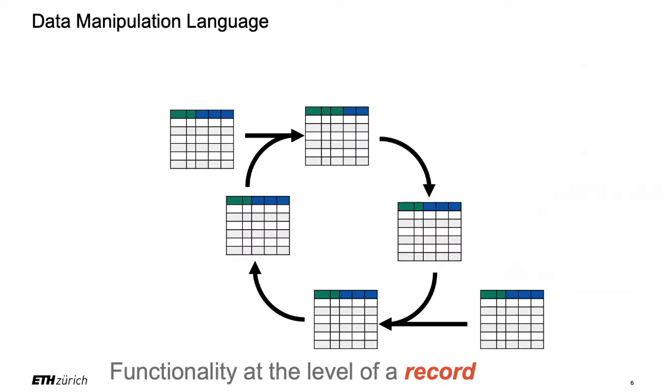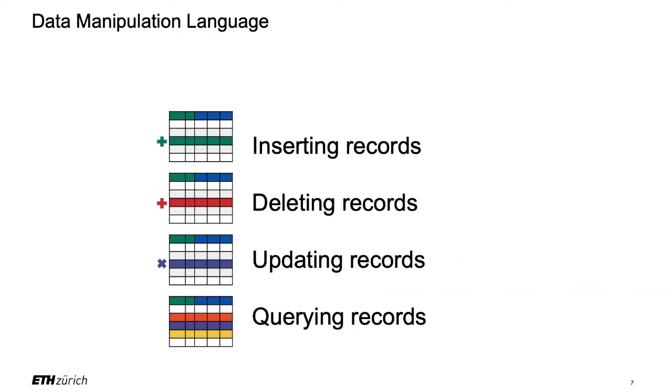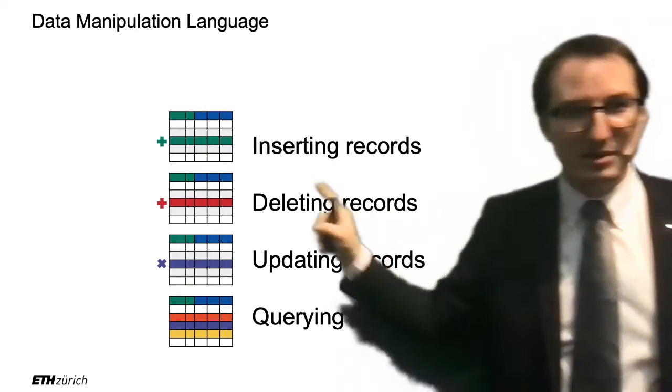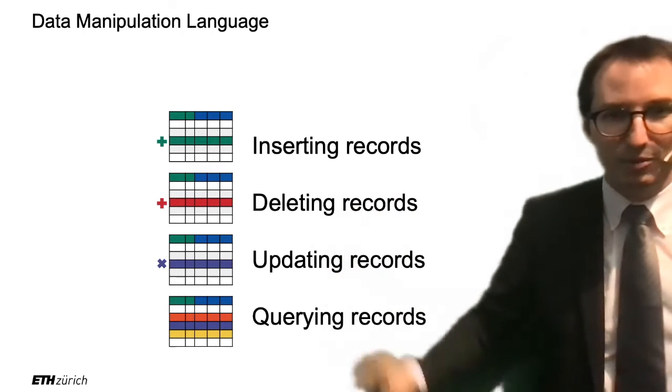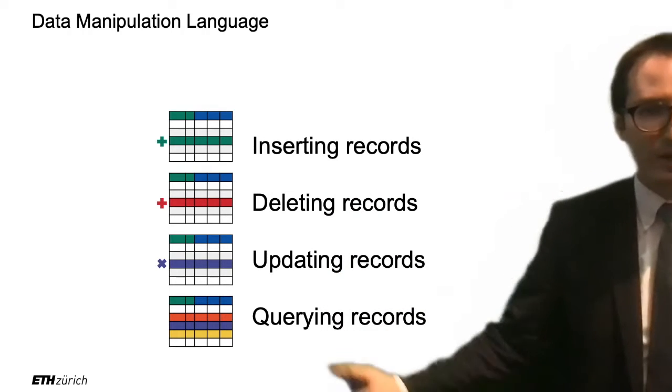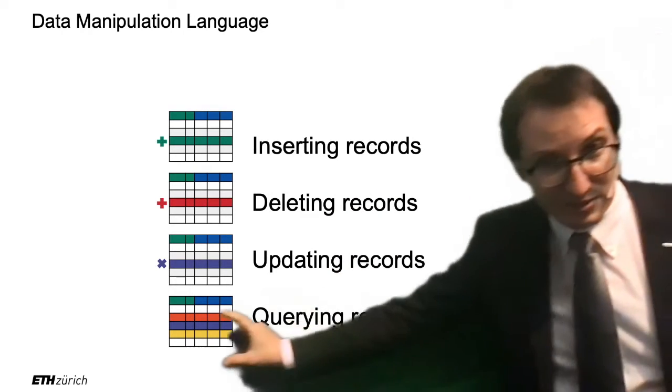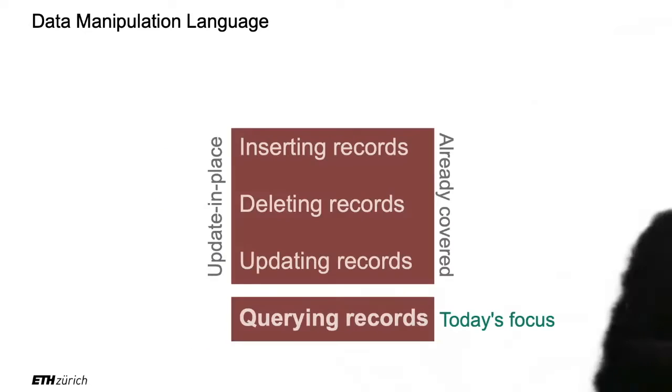The thing that we haven't really done is functionality at the level of a record. So we still inserted records and deleted records and updated records. Querying records is something we haven't done yet. This is the part that is missing, right?